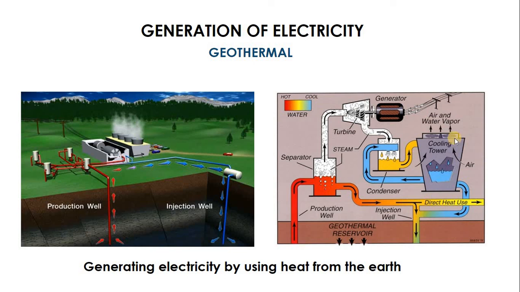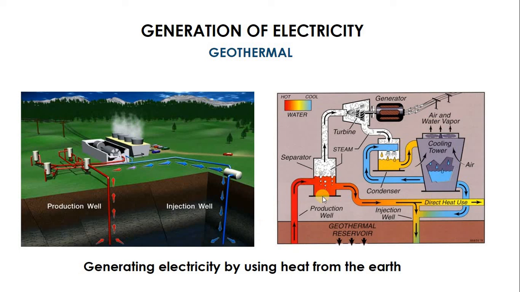Very simple. There's another illustration here. So down here, we have the injection well, which sends the pipe down into the earth, and the production well pipe comes out. Hot water comes out with steam, which goes to drive the steam turbine to produce electricity.